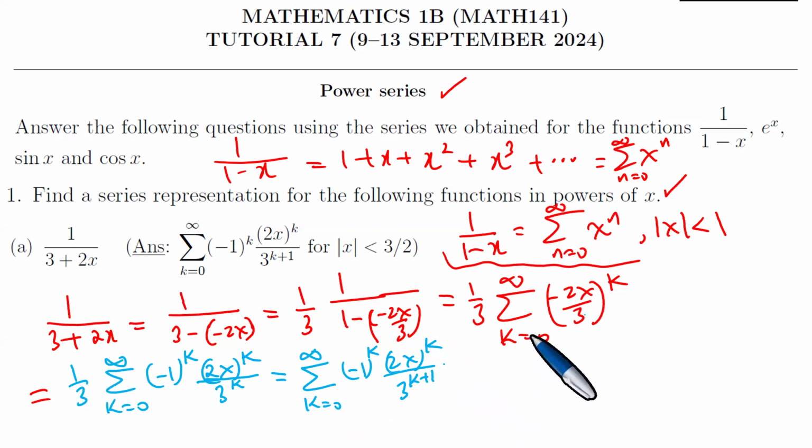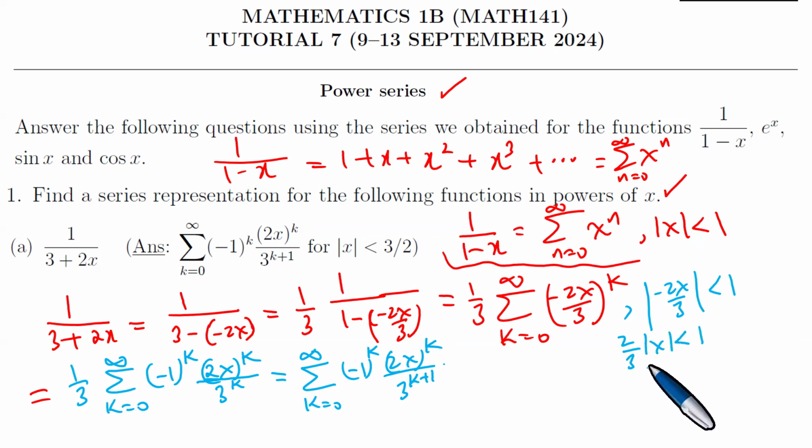So we have shown that, but the convergence of this is going to follow when the modulus of 2x over 3 is smaller than 1, because the modulus of x must always be smaller than 1. Now you can take the modulus of this, so the 2 over 3 becomes positive. The modulus of x is smaller than 1. If you take the reciprocal, you cross multiply, it's going to be 3 over 2. So this converges as long as the modulus of x is less than 3 over 2. And this is the answer to the question.